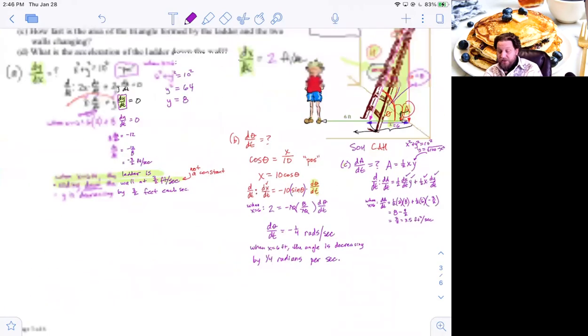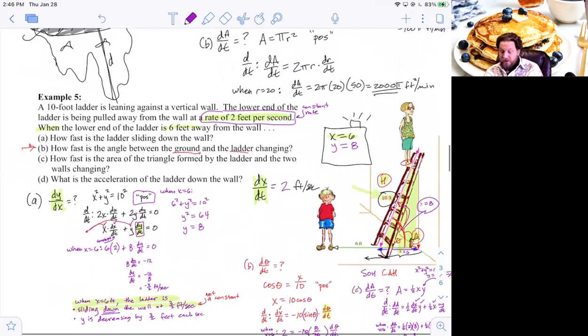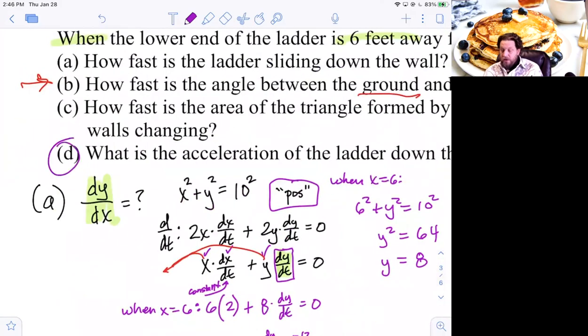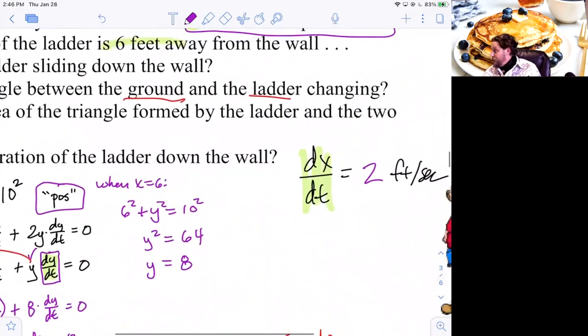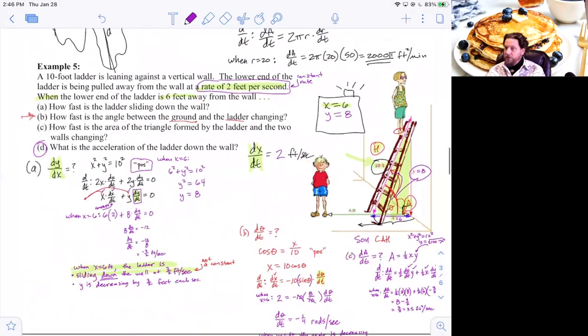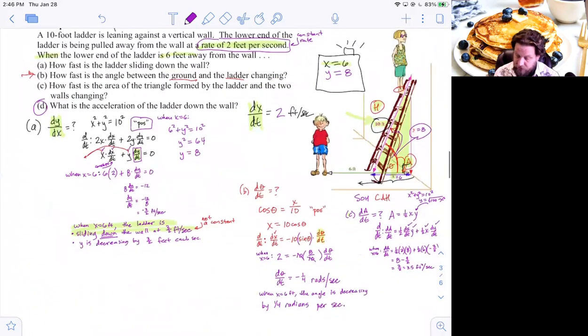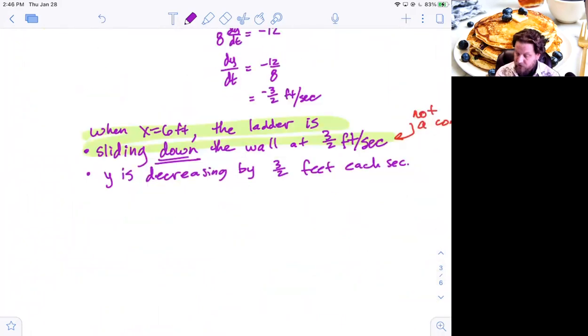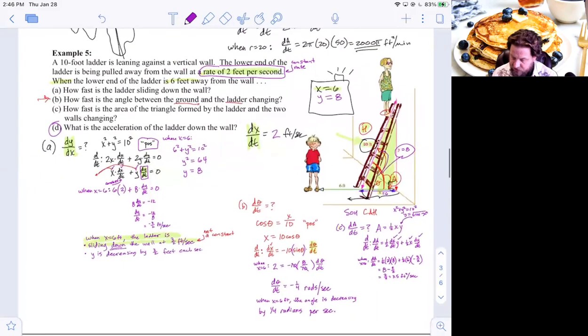All right, and then the last one here, we've already kind of talked about this, part D. What's the acceleration of the ladder down the wall? I've already kind of told you that it is accelerating down the wall. We want to quantify that. So what are we looking for then?